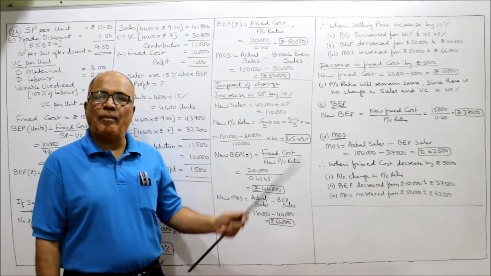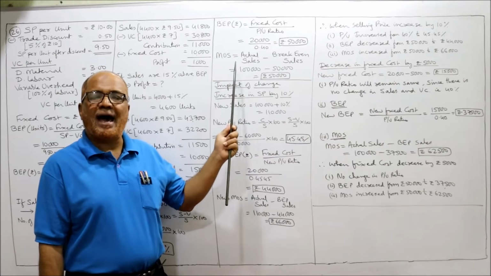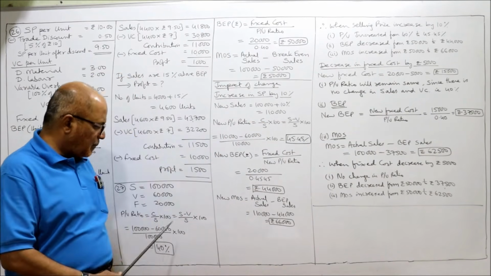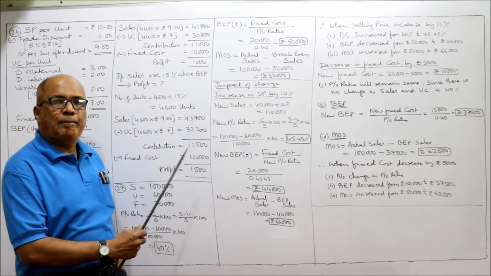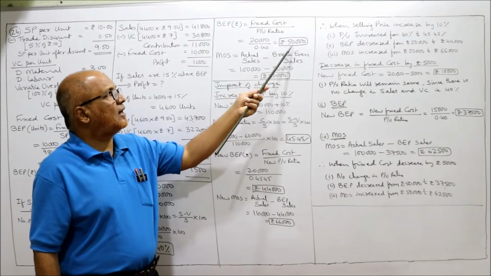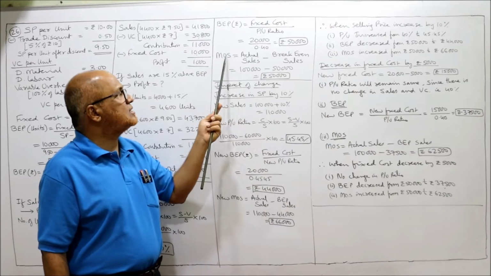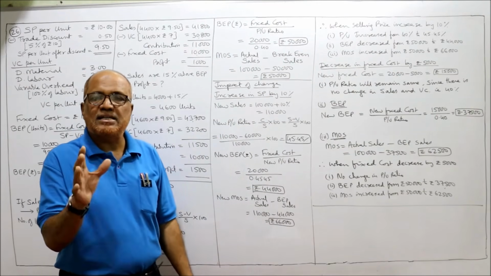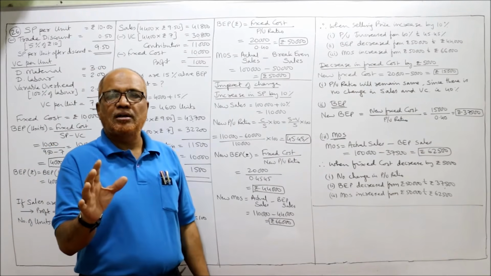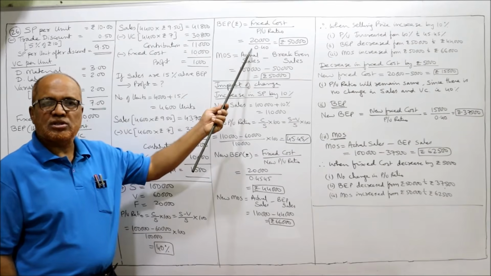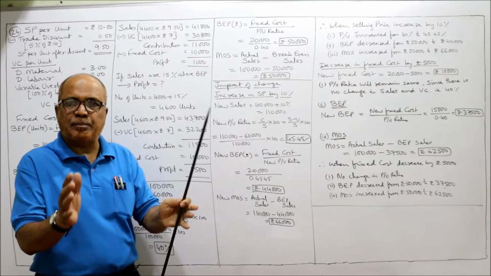Break-even point. Now margin of safety, MOS. Actual sales minus break-even sales. Actual sales are given in the problem 1 lakh. And break-even sales, just now we have calculated 50,000. So 1 lakh minus 50,000, 50,000 is the MOS. So presently we got PV ratio 40%, BEP 50,000, MOS 50,000 at present.